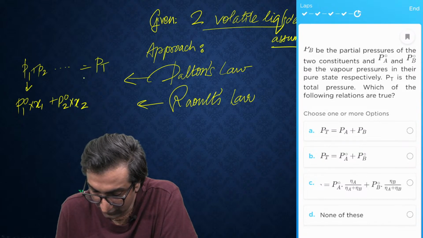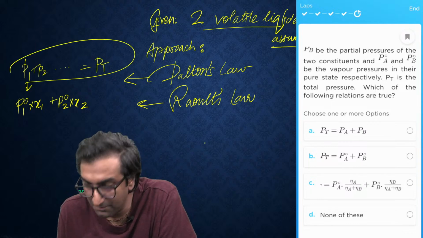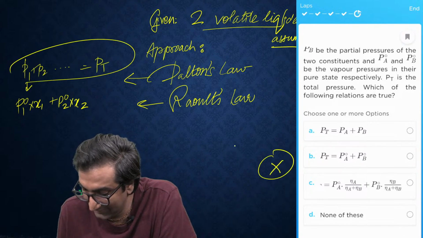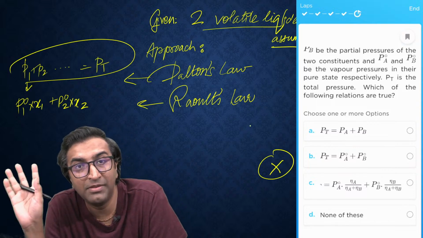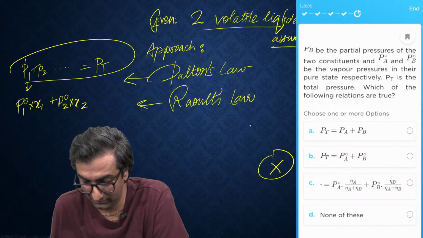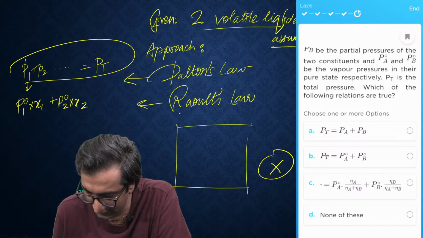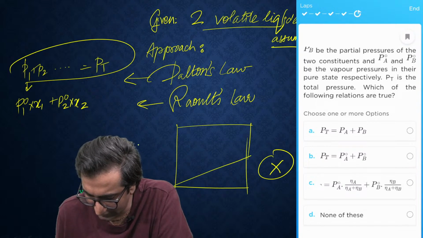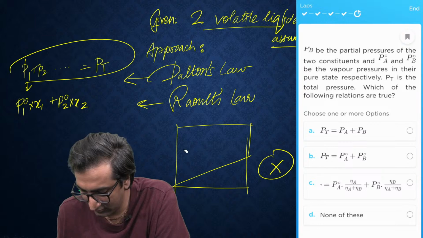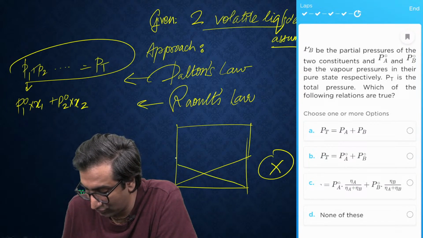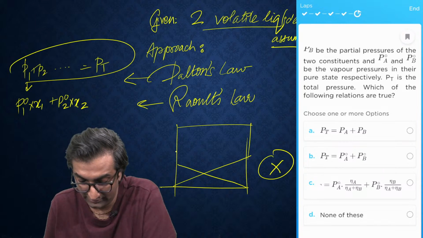So from what I get, option B is going to be eliminated. क्यों? क्योंकि PT is not P0A plus P0B. It is PA plus PB. इसका क्या मतलब हुआ? देखो ये जो ग्राफ था, you remember this graph? Straightforward for ideal systems, right? Actually, even for non-ideal it works, but let's assume it's ideal, just to not complicate things. हम लोग उस ideal systems को लेते हैं.